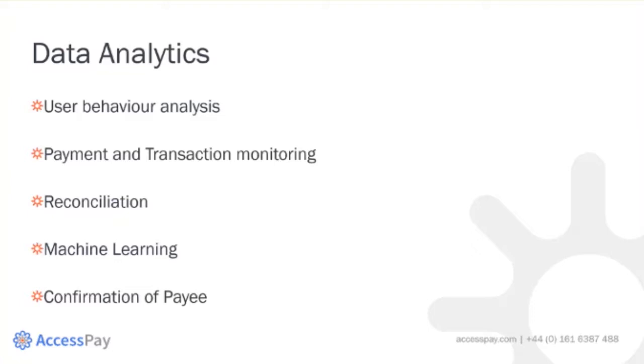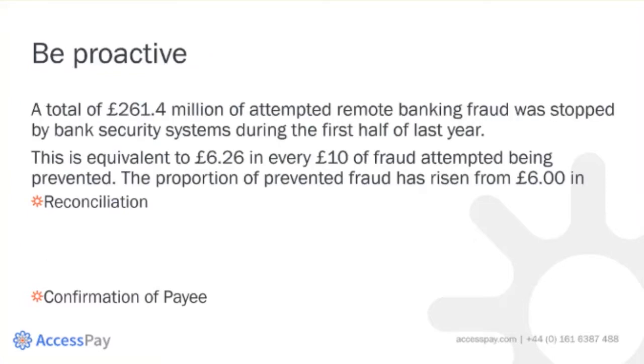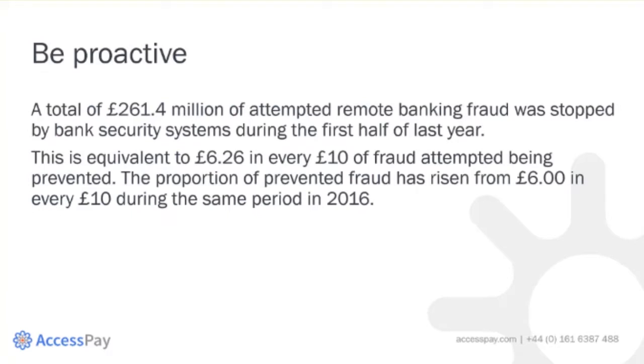In 2017, a total of £236 million was lost due to unauthorised push payments, and this with only 60 million being reclaimed. So as we know, this needs to change from being retrospective to proactive. As we know, fraud has a huge financial impact. In the first half of last year, a total of £261.4 million worth of attempted fraud was stopped due to banking systems. Whilst this figure is impressive and ever increasing, there are still millions lost each year due to fraud. Of every £10 of fraud that is committed, £6.26 is being prevented.